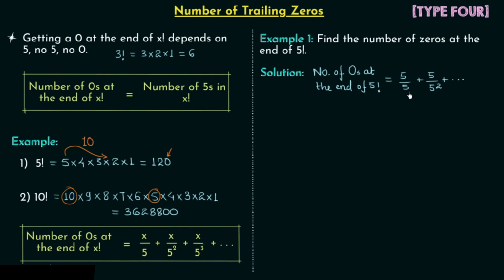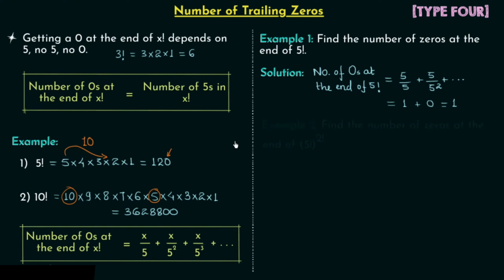5 when divided by 5 will give us 1. 5 when divided by 25 will give us 0.2, and we will only note down the integer part. So in this way we are getting 1 as the number of 0 at the end of 5 factorial. And the same answer we got here as well. So from now on we are going to use this formula to find out the number of trailing zeros or the number of zeros at the end of a given factorial.